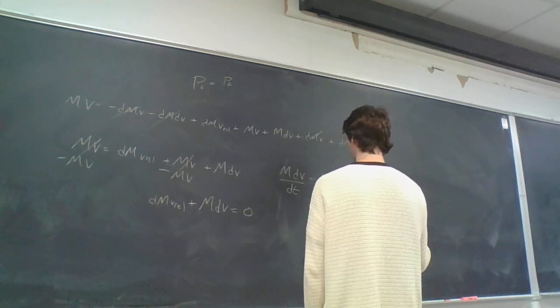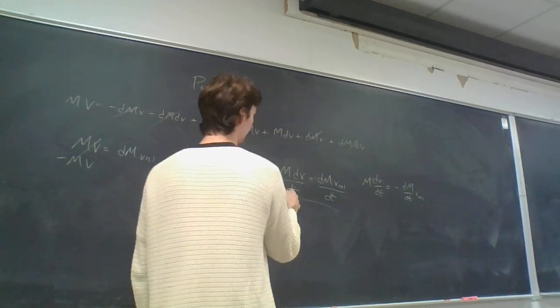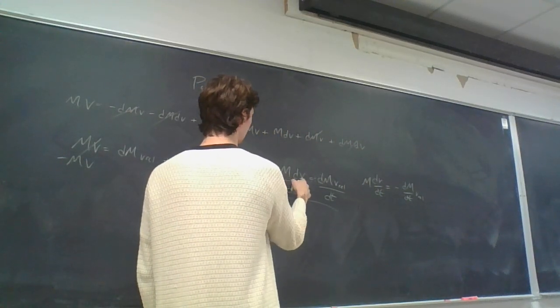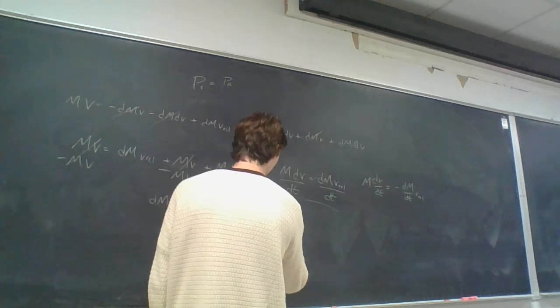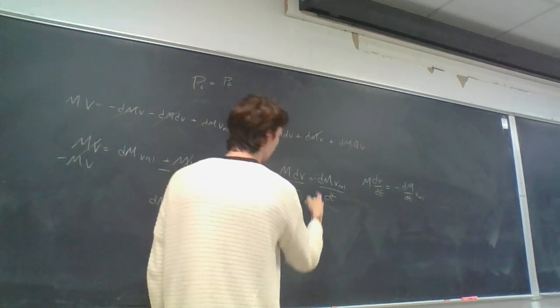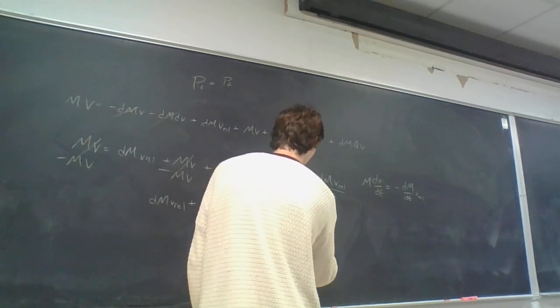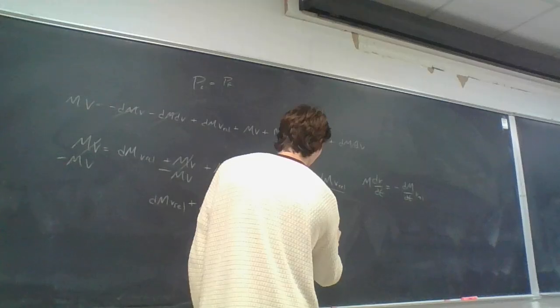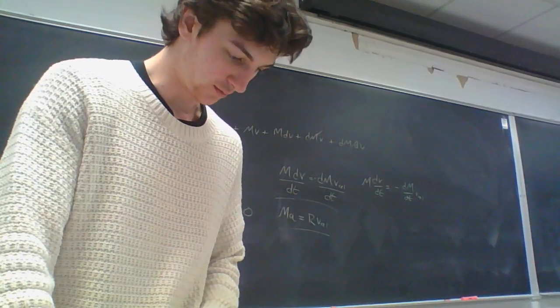So we're here. So we're going to replace dv dt with what? Good. So this is big M times A, and then we're going to replace dm dt with minus r. R. So that's our first rocket equation.